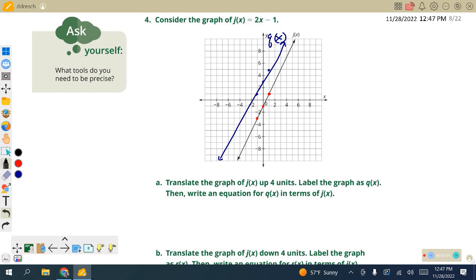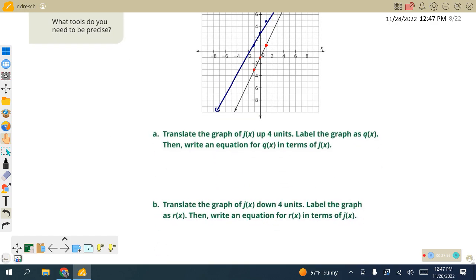Now, let's get a little funkier for today. Once we get through this last part here, we'll be done. But it doesn't say write it as function form. It doesn't say write it as ax plus b. It says write it in terms of j of x, which we have not done before. Okay, so what does that mean? So on that letter A, when it says write it in terms of j of x, what do we do to j of x? We took it and moved it up how much? 4. So we took j of x and added 4 to it.